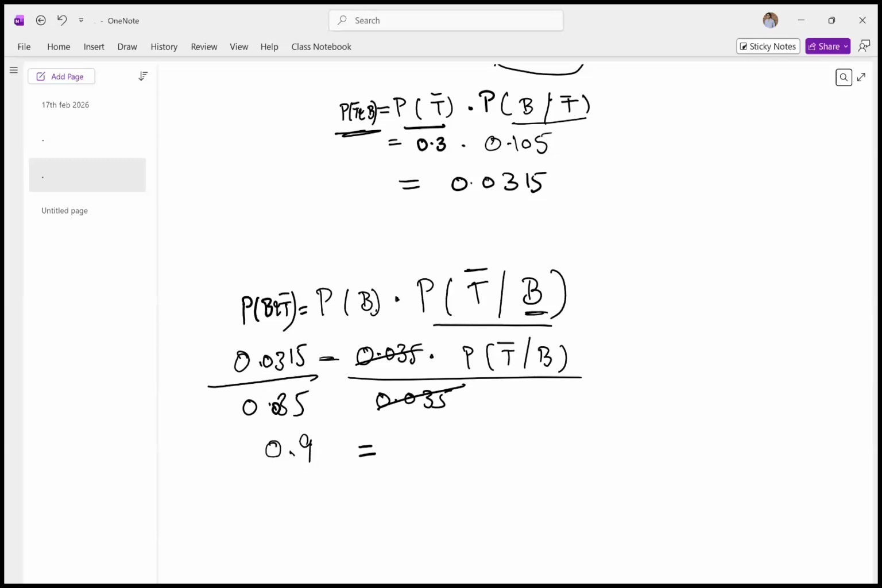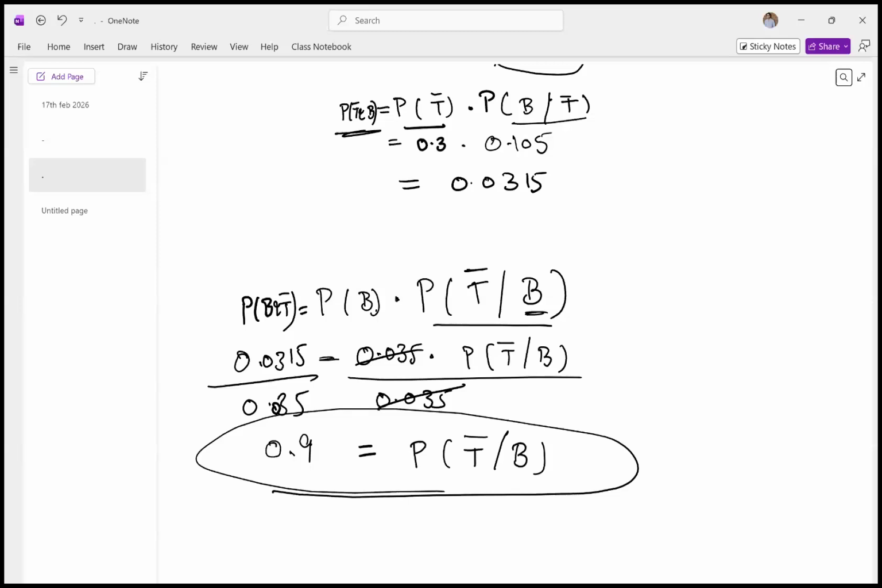0.0315 divided by 0.035, which is P(T bar and B) over P(B). That's your answer. So hopefully you were able to understand this question.